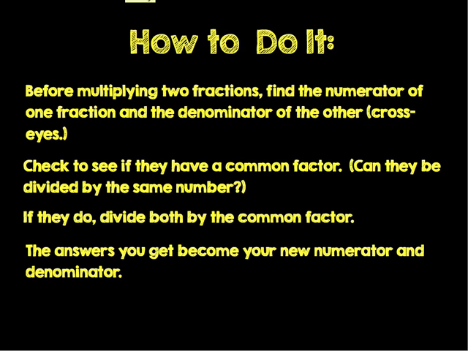So how do we do it? Well, before multiplying two fractions, we find the numerator of one fraction and the denominator of the other, cross-eyes. Check to see if they have a common factor. All that means is, can they be divided by the same number? If they can, divide both by that common factor. The answer you get becomes your new numerator and denominator.